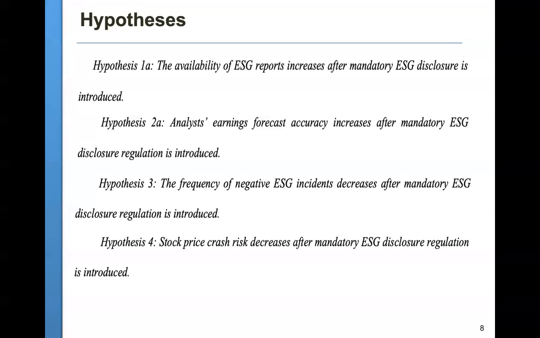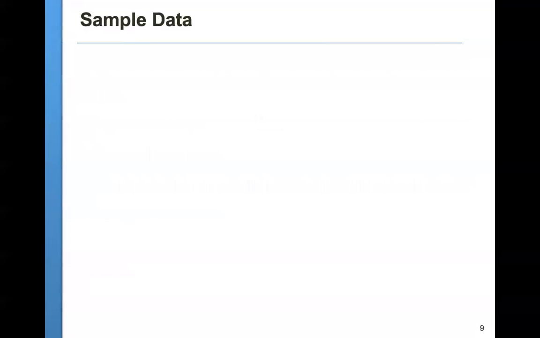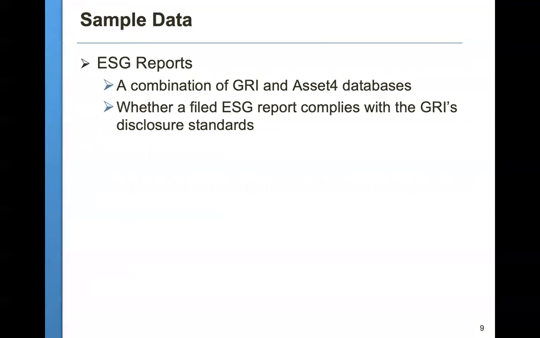So if the country implements mandatory ESG disclosure, the firm has to disclose more ESG information in a timely manner. That will facilitate negative information flows, which will reduce negative information hoarding, which is associated with a lower likelihood of stock price crashes. So those are the four key hypotheses we will examine using our samples. Before showing you the results, let me show you the data we are using very quickly.